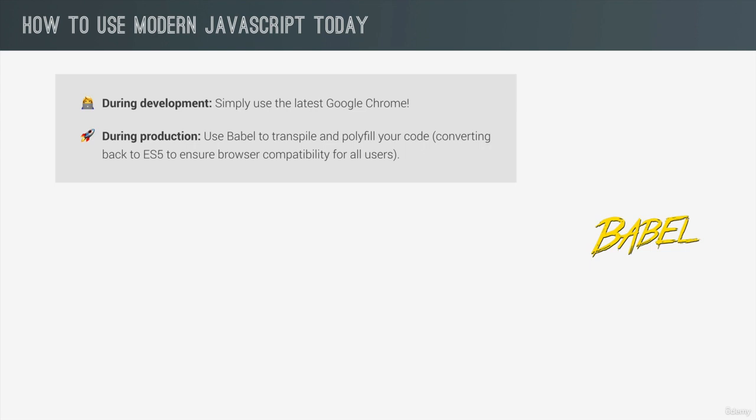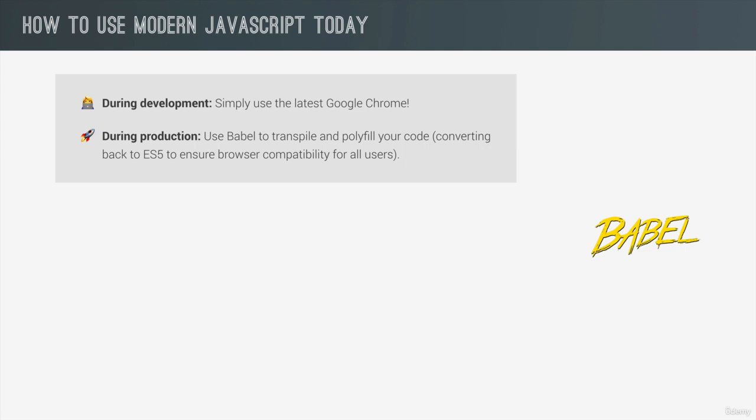Again, because you're using the most up-to-date browser during development, transpiling back to ES5 is only necessary after your app is developed and you want to ship it to your users. Alright, so now let's take a look at how different JavaScript releases can be used today.